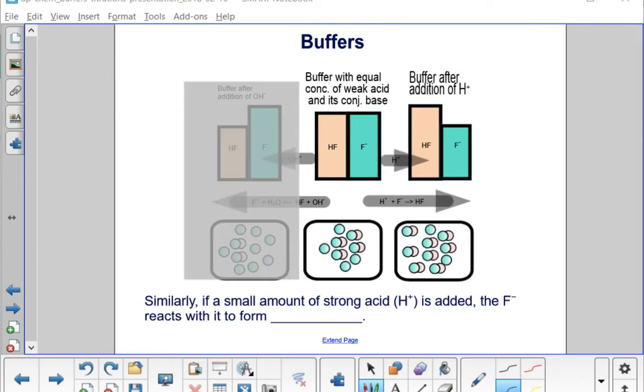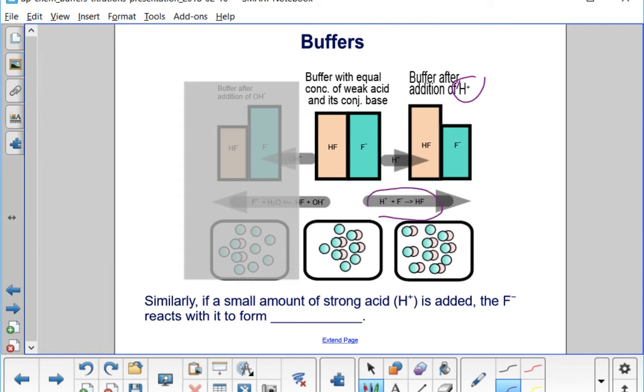Let's consider that same buffer solution with equal concentrations of HF and F-, but instead I add a small amount of some strong acid, which here we're calling H+. Well, the fluoride ion in the buffer solution will react with the H+ to make HF, as shown by the reaction here.